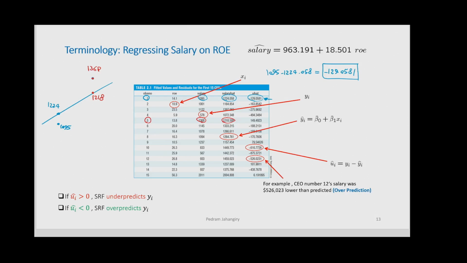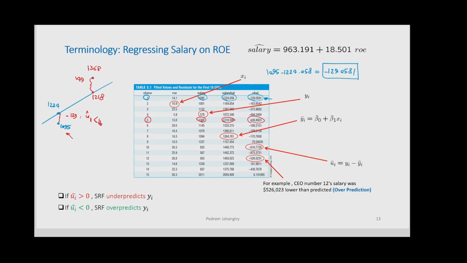So in the first case, y minus y hat is going to be a negative number. So it's minus 129. I'm just rounding up numbers. In the second case, y minus y hat is going to be a positive number. It is 149. Okay, so in the first case, and look at the subscript I'm using, 1, U hat 1 is less than 0. In this case, U hat, what's the subscript number? Look at the observation, 5, is greater than 0.